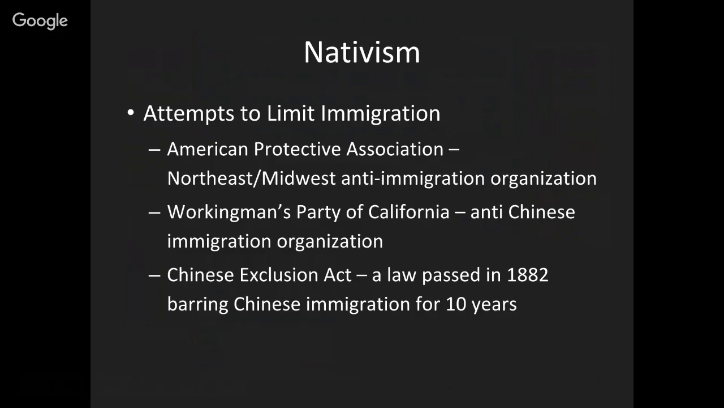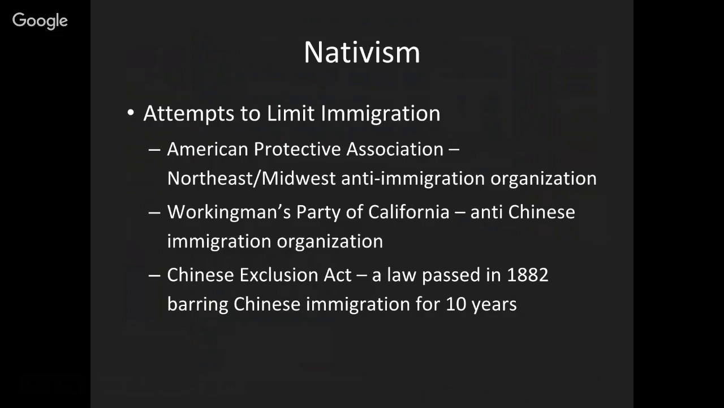where you started seeing the American Protective Association develop organizations trying to lobby to get legislation passed to block immigration. In California, you had the Working Man's Party of California, which wanted to limit Chinese immigration. And in fact, they were successful when in 1882, they got the Chinese Exclusion Act passed, which actually banned any new Chinese immigration for 10 years.